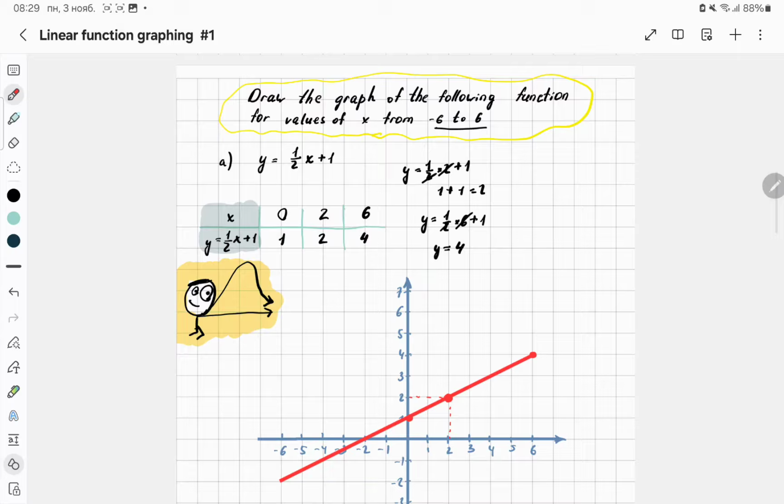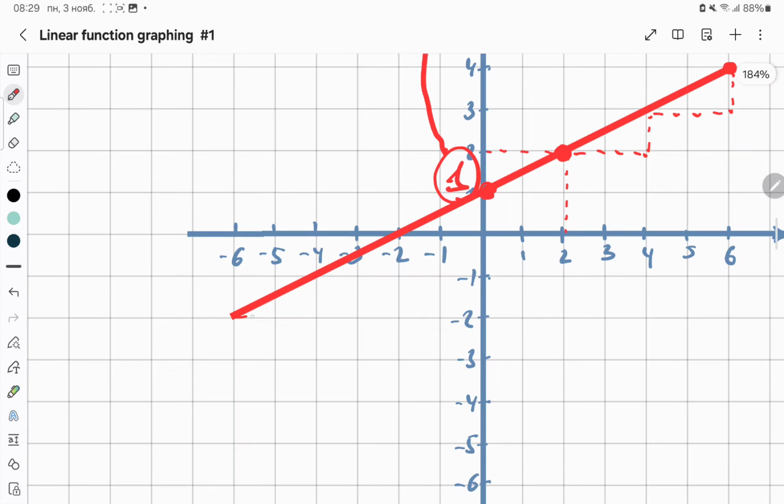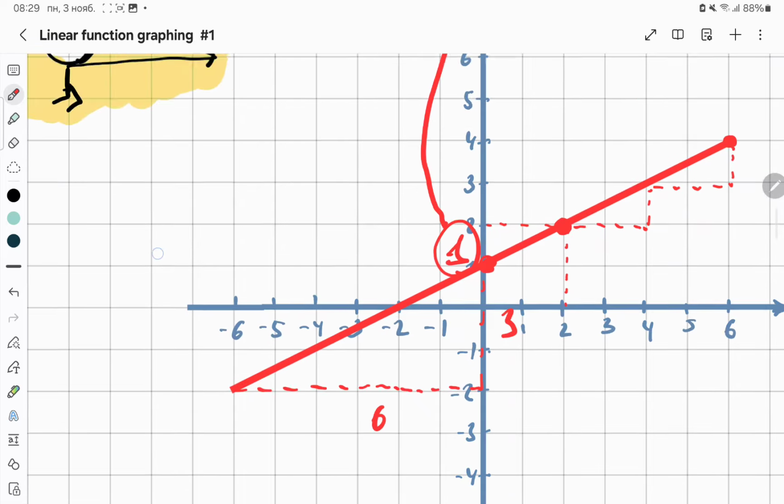Pay attention that here the y-intercept is 1, so c is 1, and this c is this one, right? So you see the connection. And the slope, at any point you can find, is 1/2. You can use this triangle or even this triangle, it doesn't matter. 3 and 6, it will all the time be 1/2.